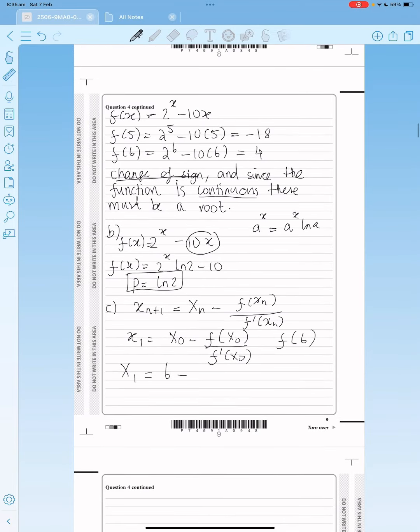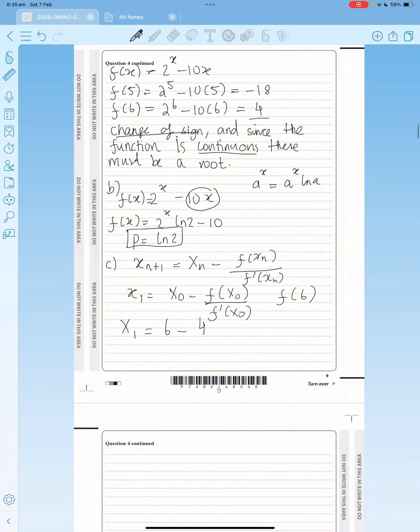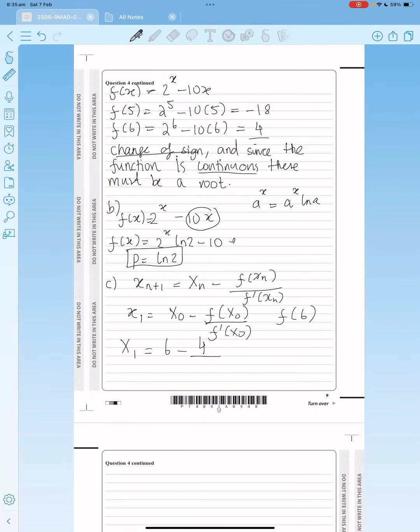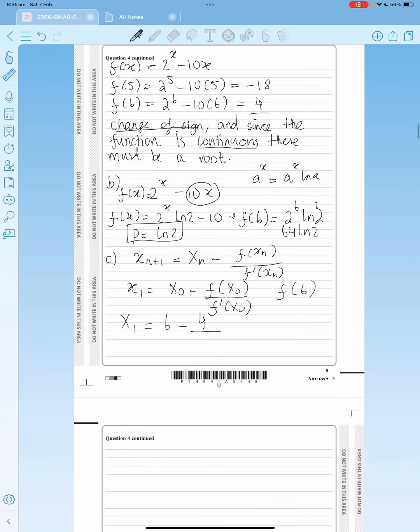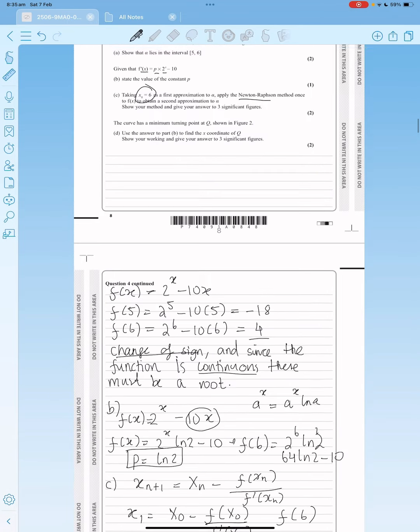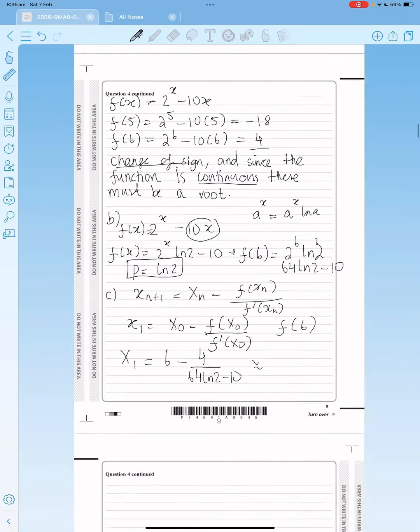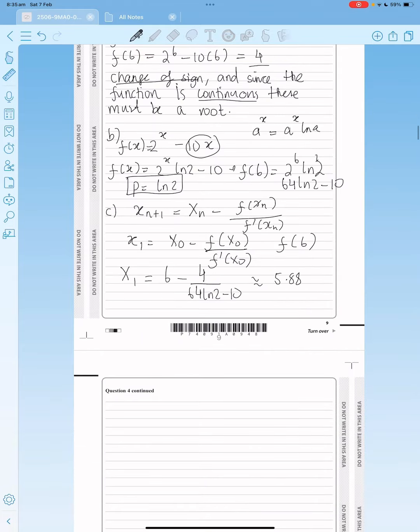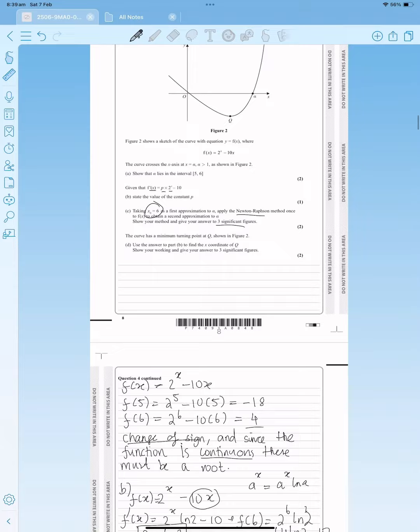And f of 6 we calculated to be 4 minus 4 over, and now we would just do f dash of 6 over here, which would be 2 to the power of 6 ln 2. 2 to the power of 6 is going to be 64. So this would be 64 ln 2 minus 10. And this approximately equals, does it say to leave it to 3 significant figures? So this would be 5.88. And that's my answer for part C.